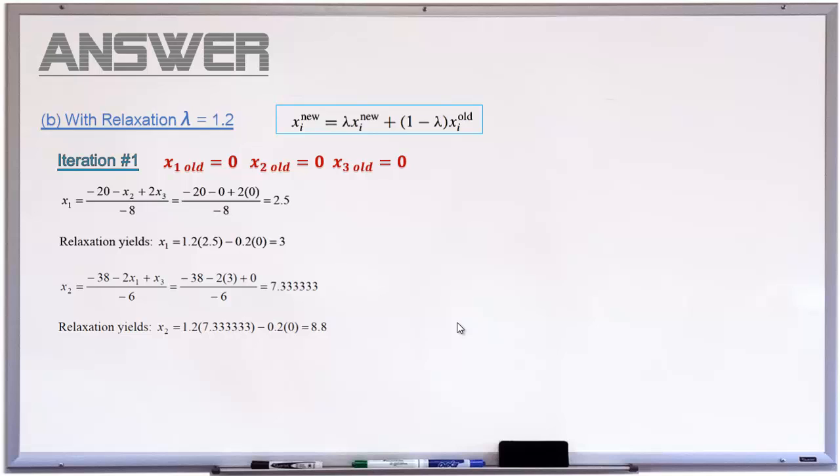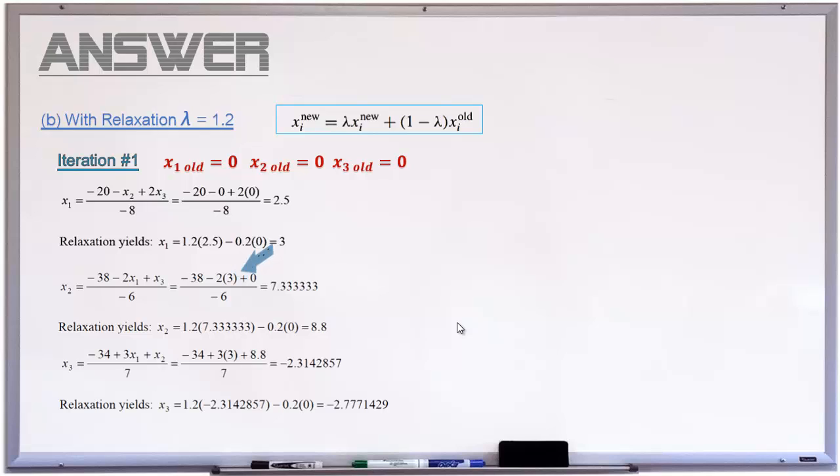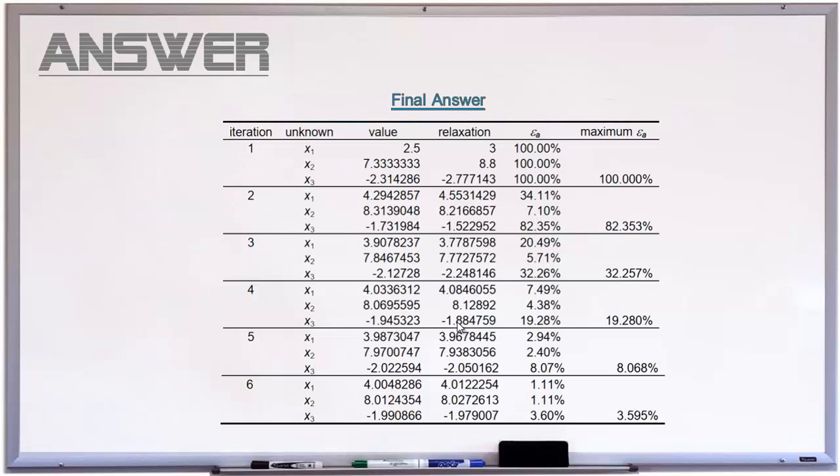And we do the same for x2 and for x3, and we end up with these new values after this iteration. Keep in mind that lambda is an empirical value, and it will be given in this problem. We can notice that we reached the stopping criteria after 6 iterations. So in this problem, the value of relaxation retarded the convergence, and that was meant to show you what would happen if you assumed lambda randomly.